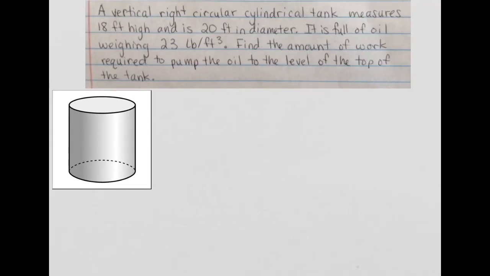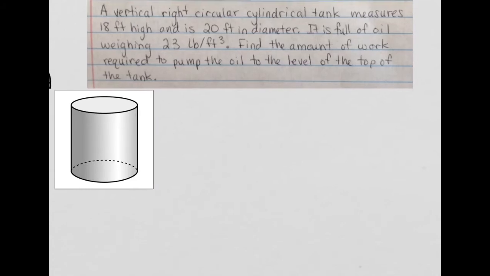A vertical right circular cylindrical tank measures 18 feet high and is 20 feet in diameter. It is full of oil weighing 23 pounds per foot cubed. Find the amount of work required to pump the oil to the level of the top of the tank. Okay, let's label our diagram. That is 18 feet high. The diameter is 20, so the radius will be 10.